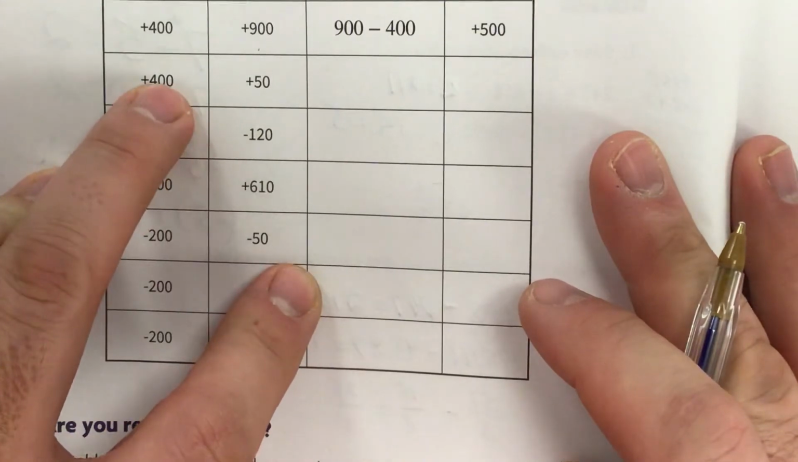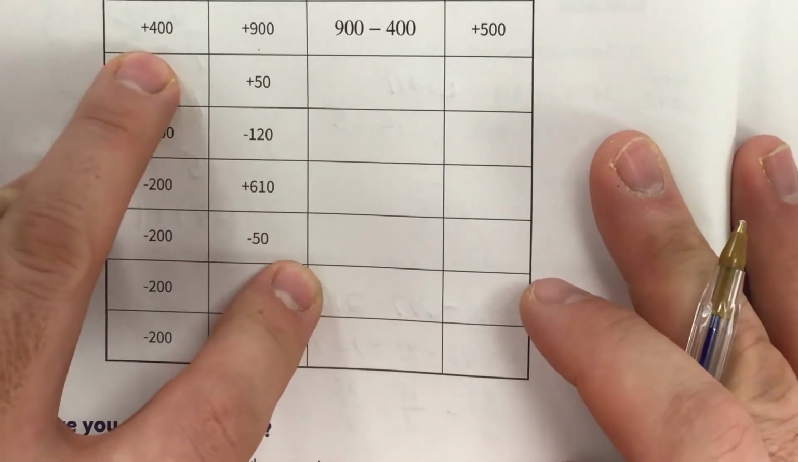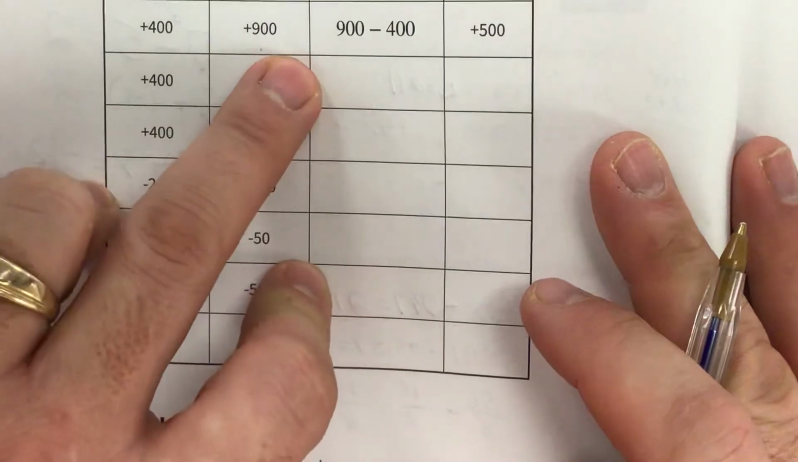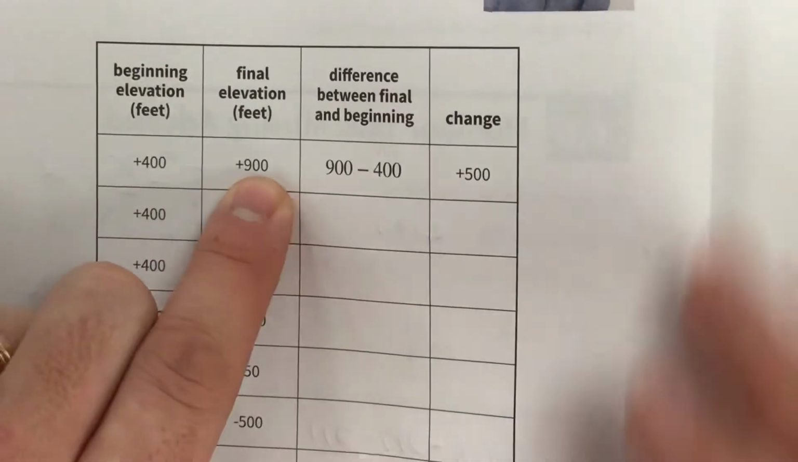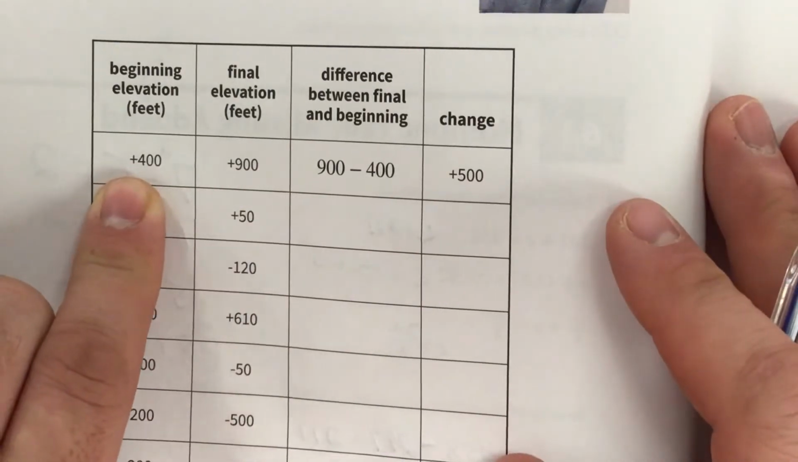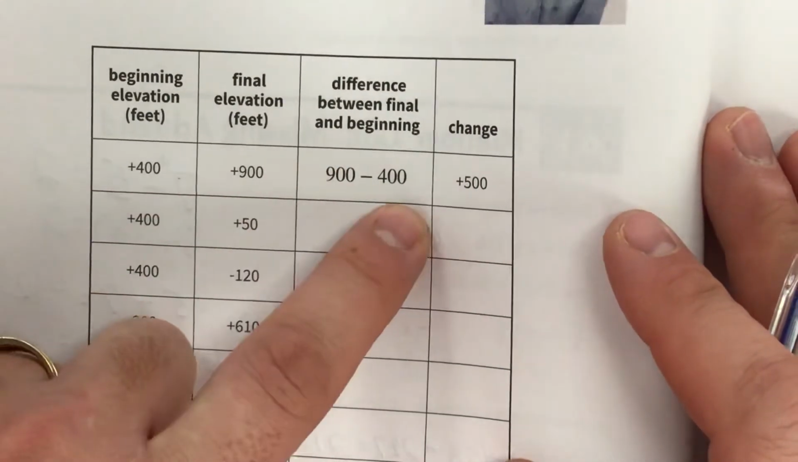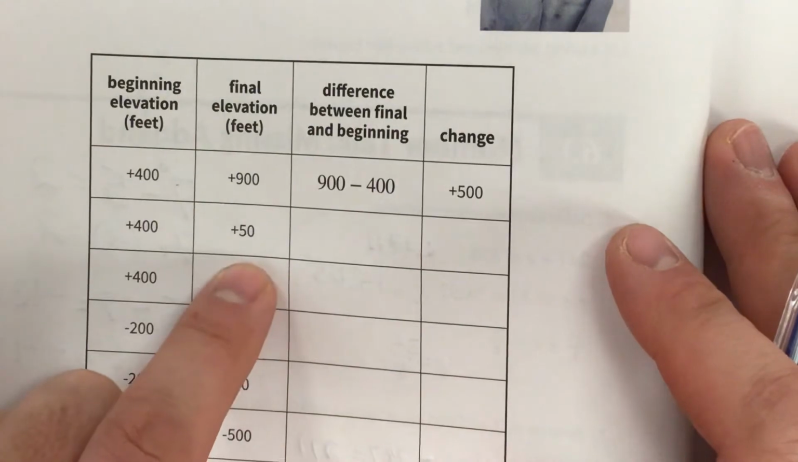First one. Started at 400 feet, went to 900. What is the change? What is the difference? So I'm going to take the final minus the initial. Second column minus the first. 900 minus 400. Change is 500.